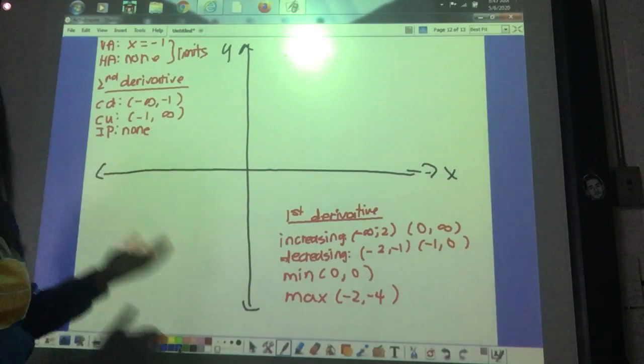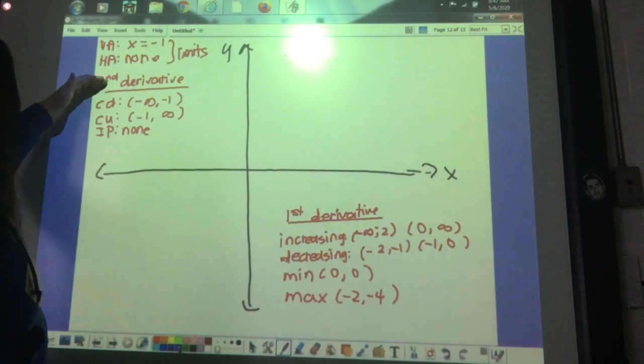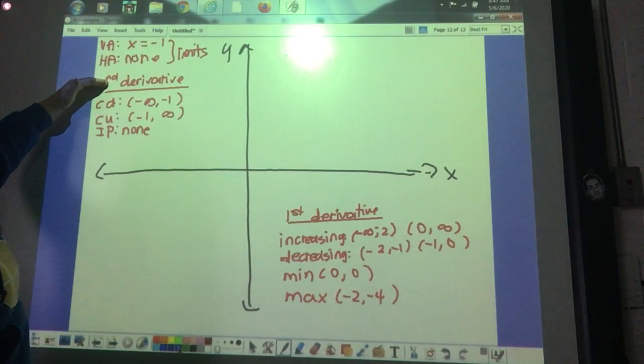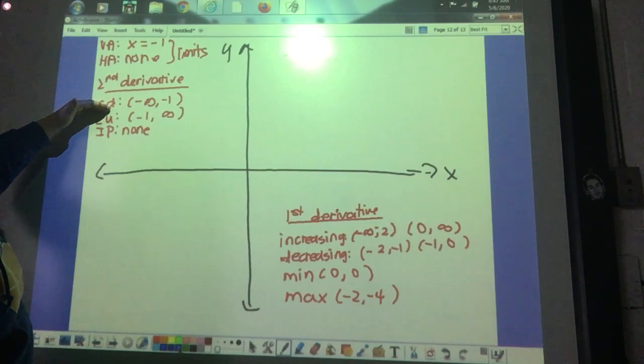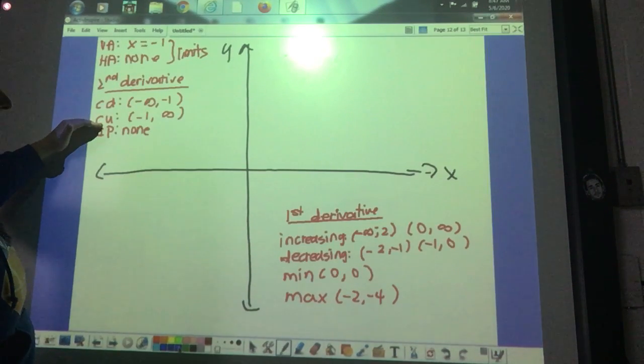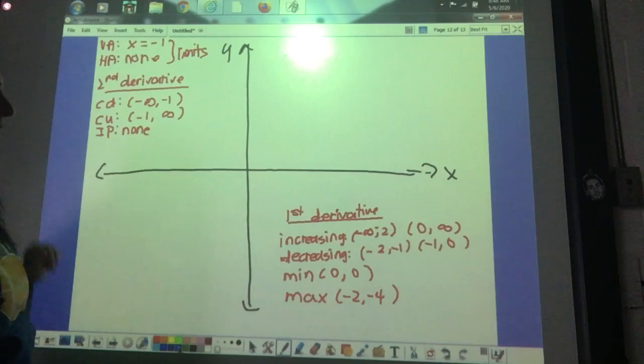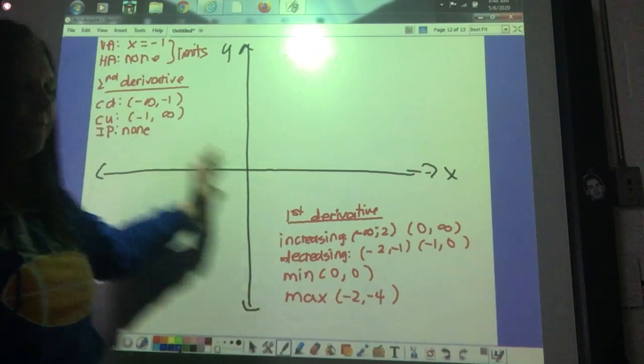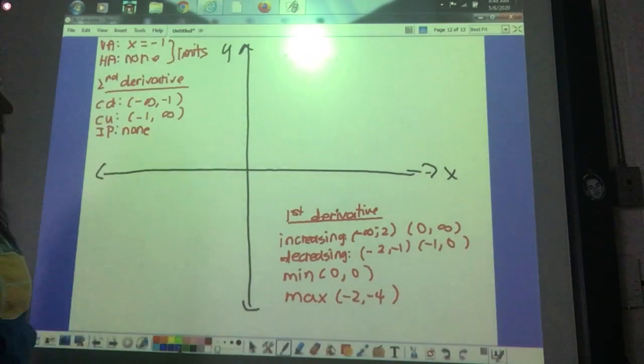And then from our second derivative, we do a sign diagram for the second derivative, and from that sign diagram, we know that this function will be concave down from -infinity to -1. It'll be concave up from -1 to infinity, and that there will be no inflection points. So this is a review of everything we've been doing really for the last 2 weeks in class.